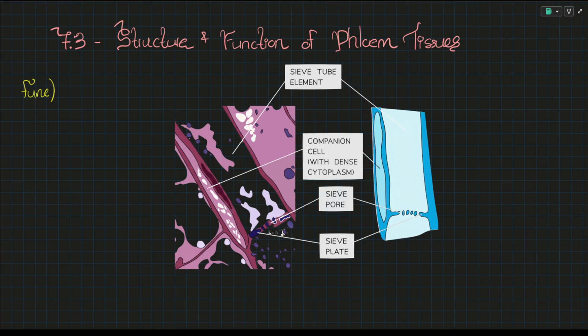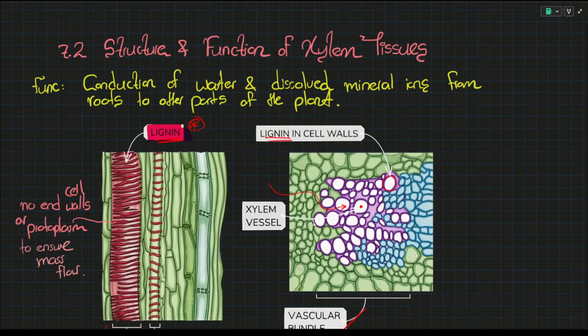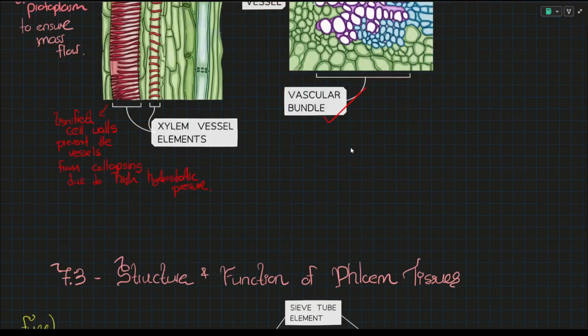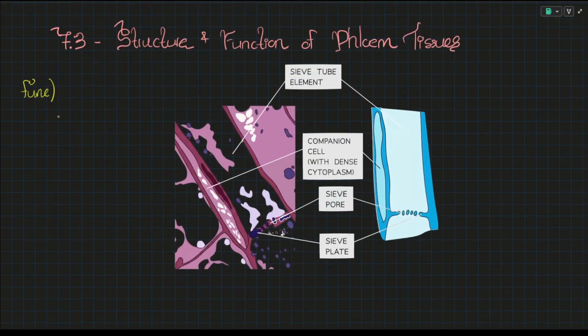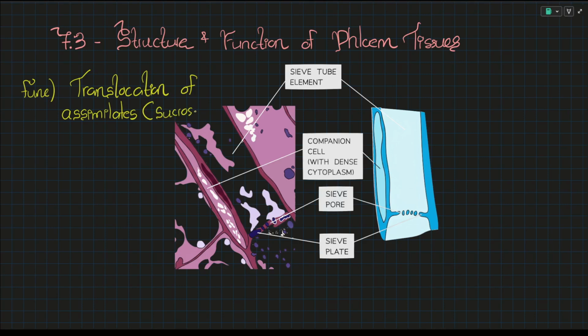Now, when it came to xylem, I gave you a specific way in which you should describe its function, the conduction of water. I will do the exact same thing for the function of phloem tissue. You have to specifically use this term: translocation. Translocation of assimilates. Assimilates mean just simply organic compounds, and under these organic compounds there's a very specific assimilate that is being transported or translocated, and that is sucrose.